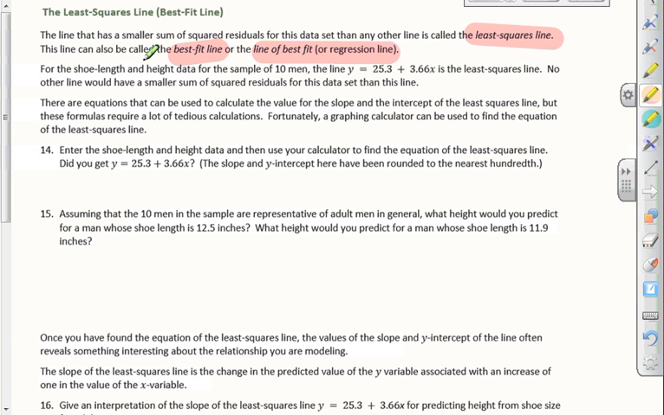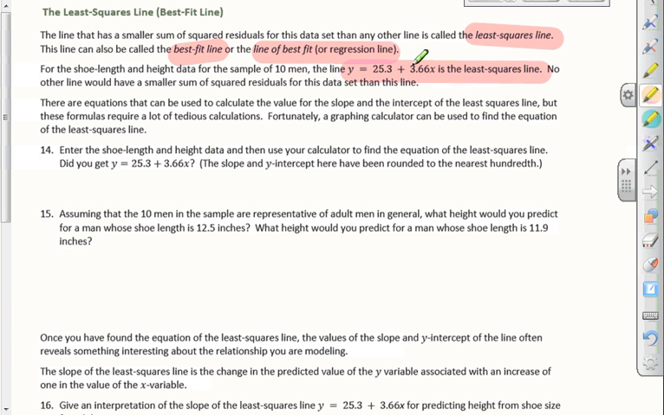For the shoe length and height data for a sample of 10 men, the line y equals 25.3 plus 3.66x is the least squares line. So basically it's telling us, hey, they've already done it. They've already done those computations, and they found that to be the least squares line.